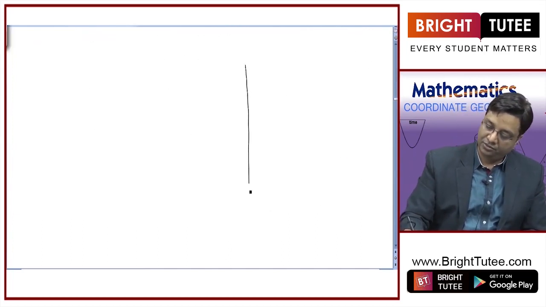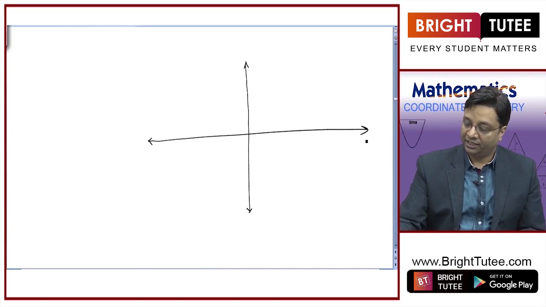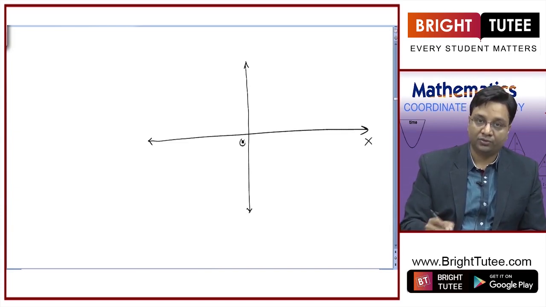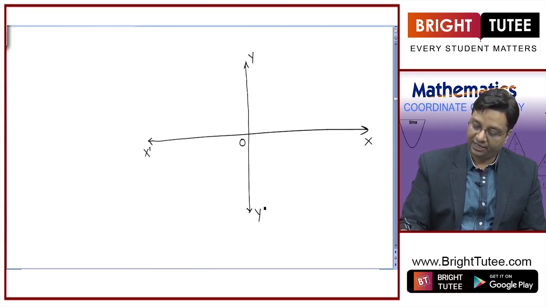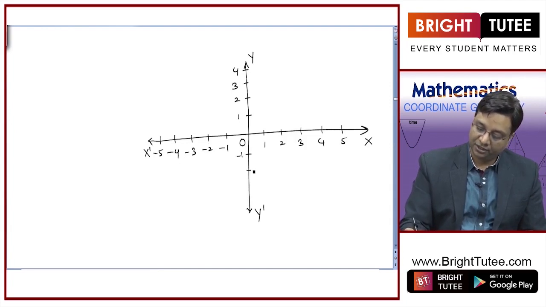Now you tell me, let me make these coordinate axes or rectangular axes once again. So these arrow marks are important, and then you write X, O for origin, X dash, Y, Y dash. This is the positive direction of the x-axis. This is the positive direction of the y-axis. This is the negative direction of the x-axis. And this is the negative direction of the y-axis, right?